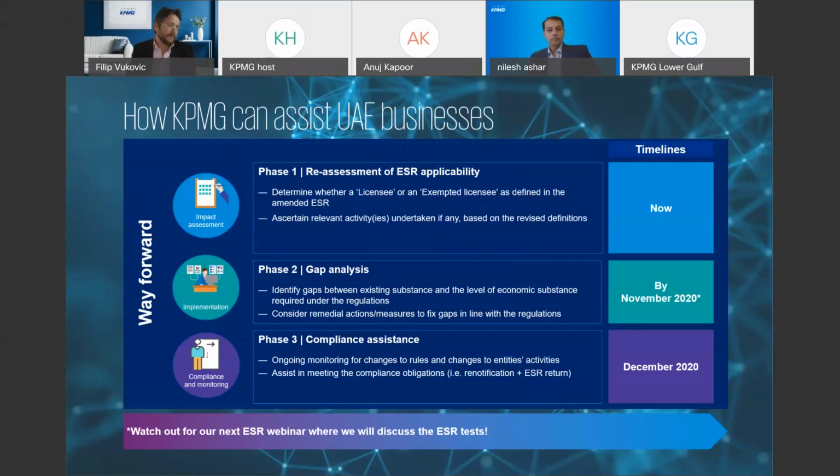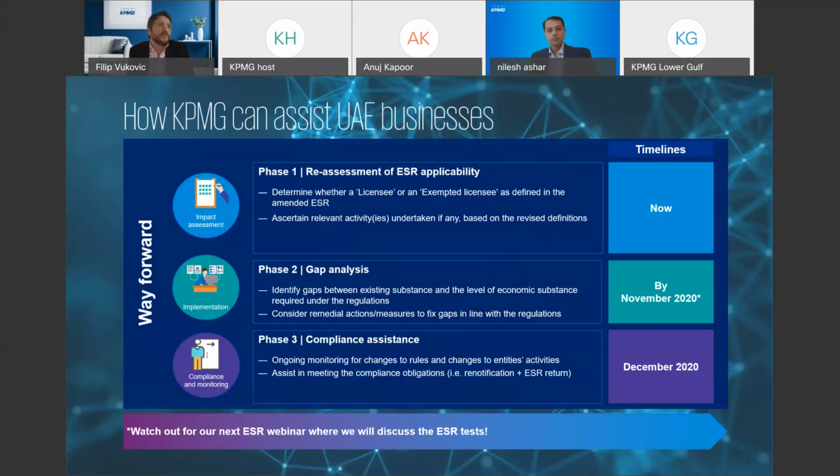As the deadline previously was 30th of June, we would assume that everybody did the assessment of ESR and submitted notifications. Now we think there is a need to reassess whether you are in scope of the ESR as per the new rules, whether you are a licensee with an exempted license, and to ascertain the relevant activities based on the revised definitions. Phase 2 is what we call a gap analysis, where we identify the gaps between the existing substance and the level of economic substance required under the regulations.